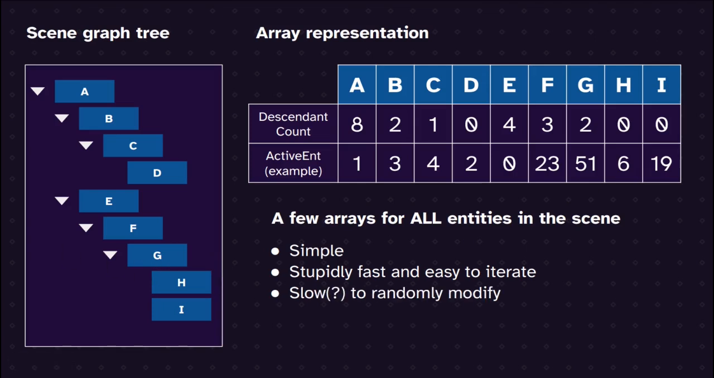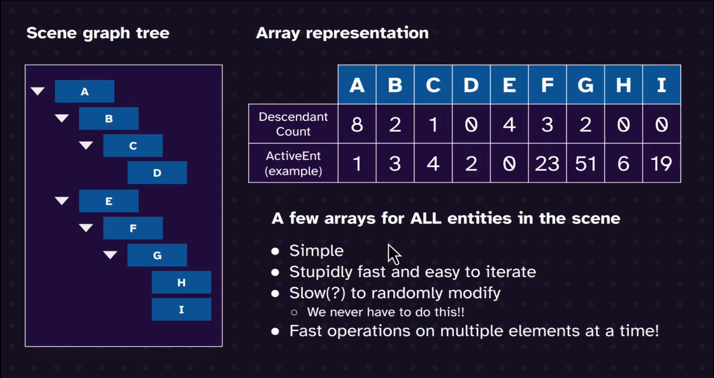But you might notice that this might be slow to randomly modify. If I want to add a new child to D, or a new child up here between A and B, I'm going to have to shift the entire array towards the right so I can add a new element. But the thing is, we never actually have to do this. Again, this is about the no random access part. Like I mentioned, we're not going to be randomly modifying things, so this is not actually a problem.